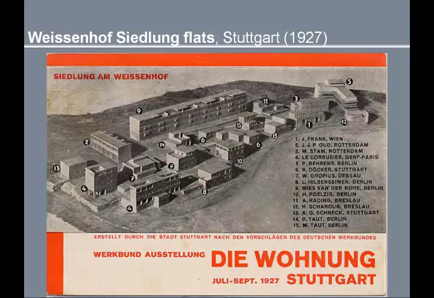And if you look at this list of homes, you'll remember from HDE2 many of these names: J.J.P. Oud, M. Stam, Le Corbusier, Peter Behrens, Walter Gropius, Ludwig Hilberseimer, Mies van der Rohe, Hans Scharoun, Bruno Taut, Max Taut. These are all, it's like a who's who of modernist designers.